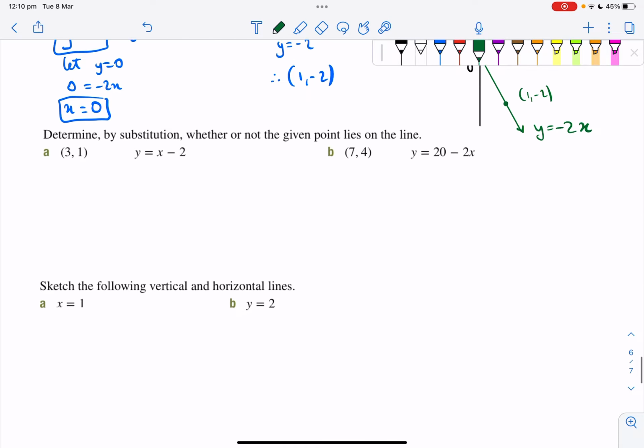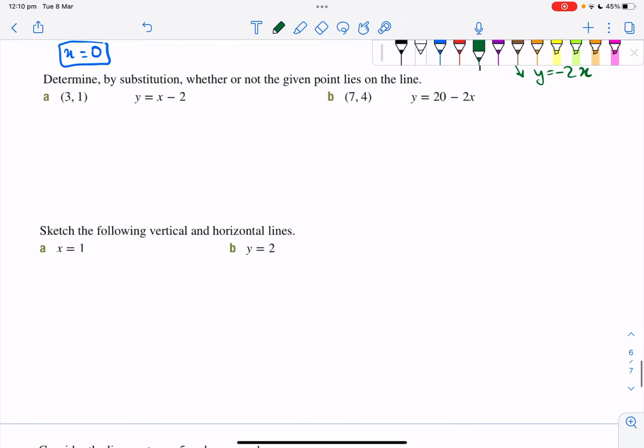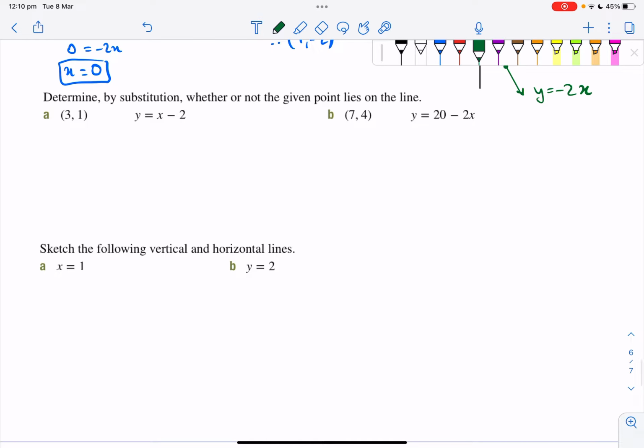Okay, let's move on. So the next question is, determine by substitution whether or not the given point lies on the line. So all we do here, we substitute this as x, this as y, and then we check that the equation balances. So we're going to put y as 1 and x as 3. So we get 1 equals 3 minus 2, 1 equals 1. This balanced, therefore (3, 1) lies on y equals x minus 2. So when it doesn't balance, it means it doesn't lie on the line.